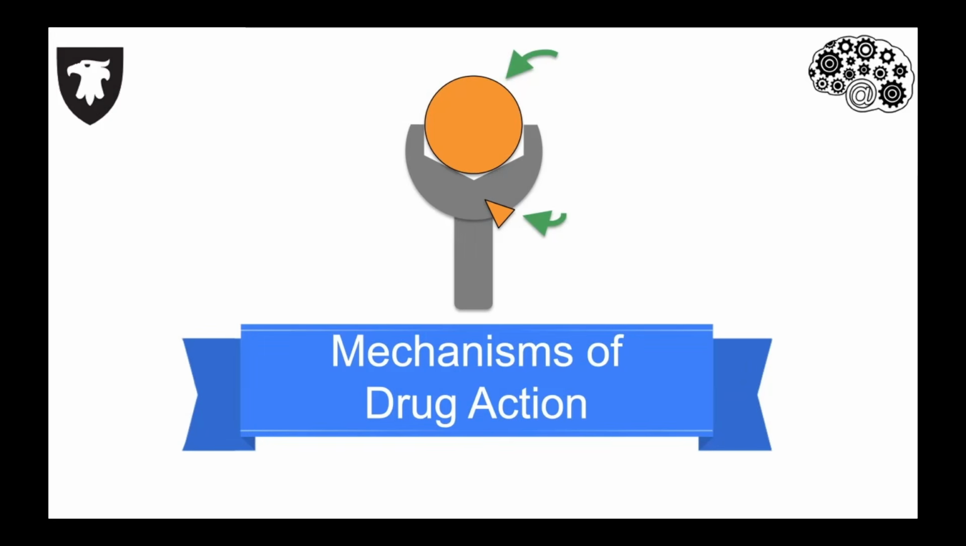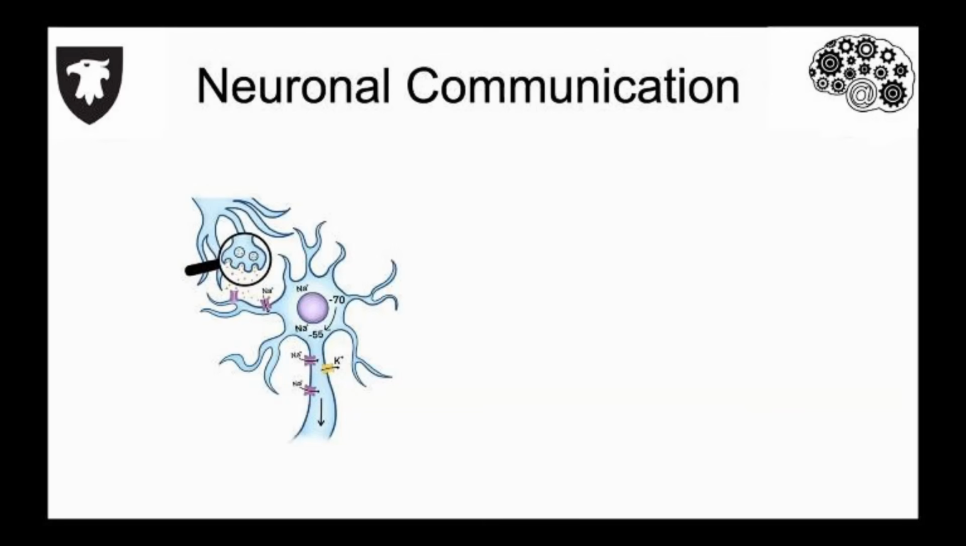There are many different types of drugs, such as cannabis or alcohol, and we may have experienced their effects ourselves. But how do these drugs actually work? In this video, we will be discussing mechanisms of drug action. Psychoactive or psychotropic drugs act on the brain to affect mental state by influencing neurotransmitter signaling.